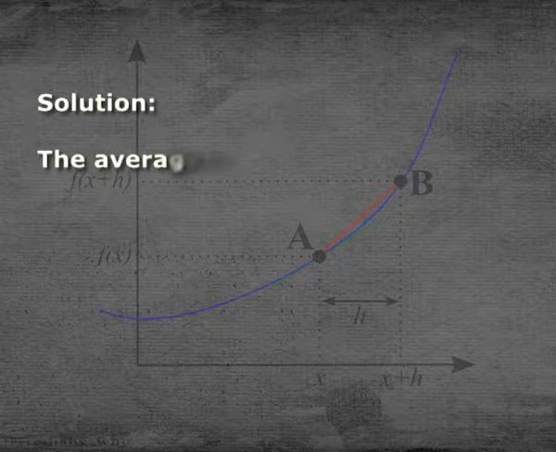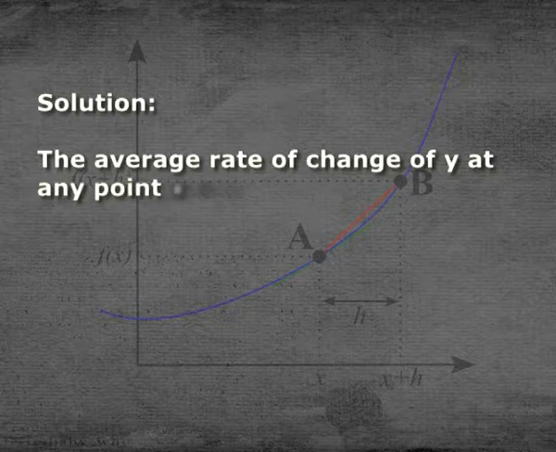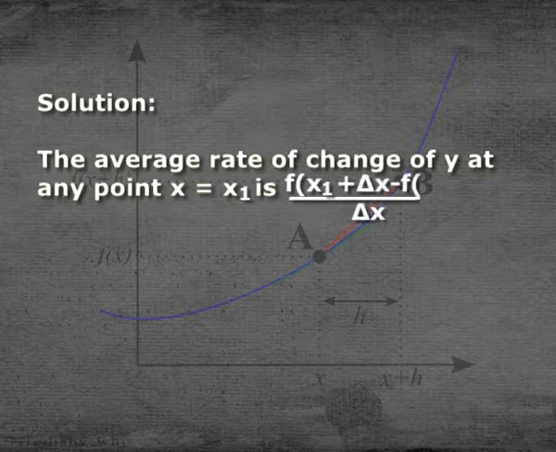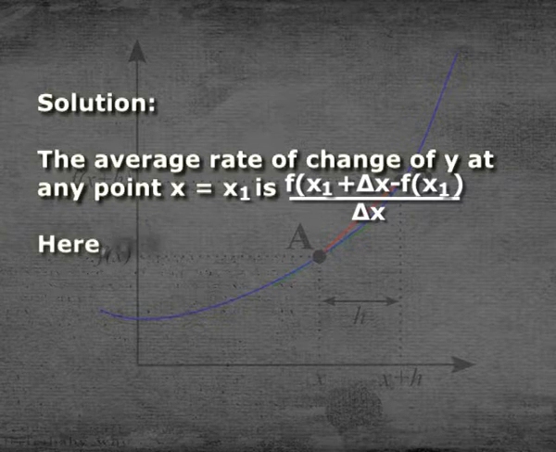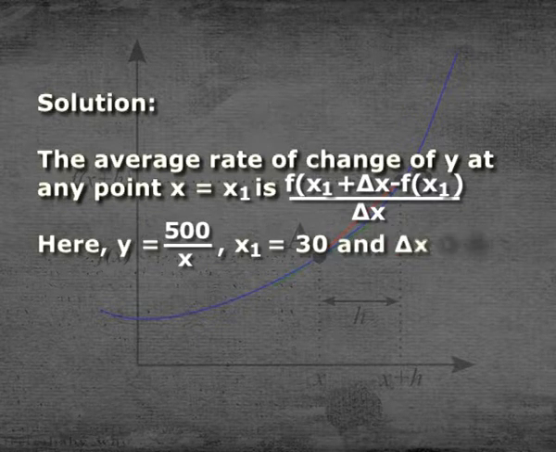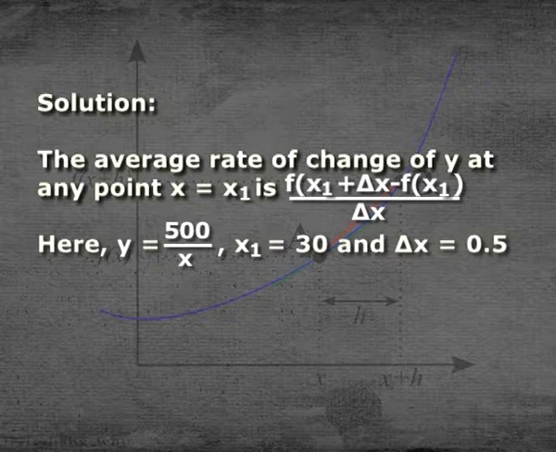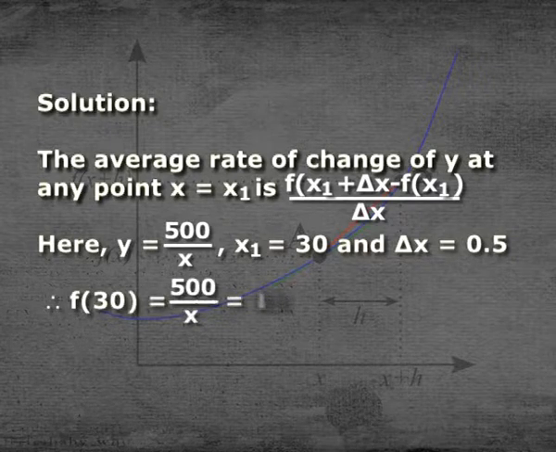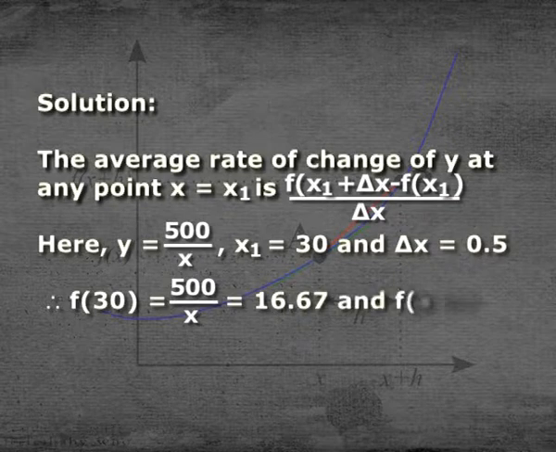The average rate of change of y at any point when x equals x1 will be equal to f of x1 plus del x minus f of x1, the whole thing divided by del x. Here y is equal to 500 by x, and x1 is equal to 30, and del x will be 0.5. Therefore f of 30 will be 500 by 30, so that will be equal to 16.67.